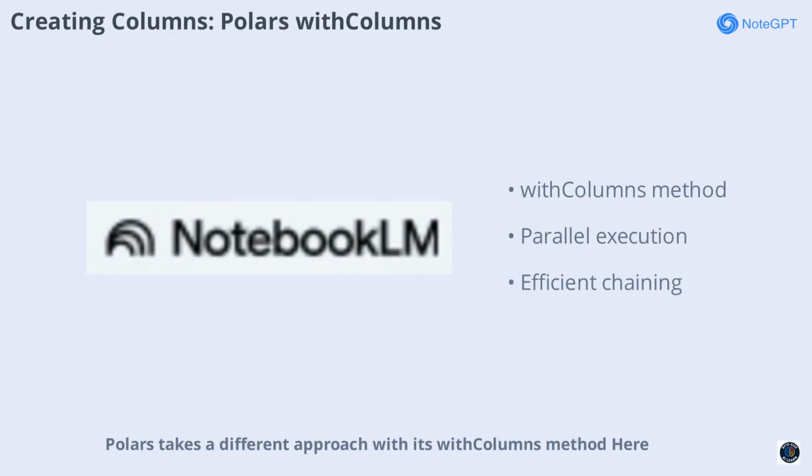Polars takes a different approach with its with_columns method. Here you can define multiple new columns using expressions, all as part of the query plan. These expressions are independent blueprints, meaning Polars can execute them in parallel without waiting for one to finish before starting the next. This parallelism leads to significant performance gains, especially with large datasets.